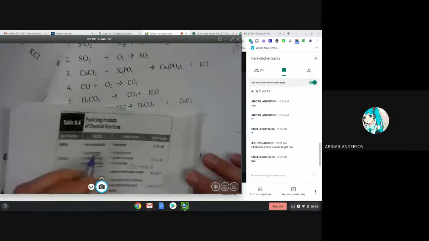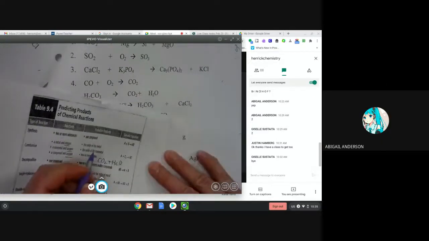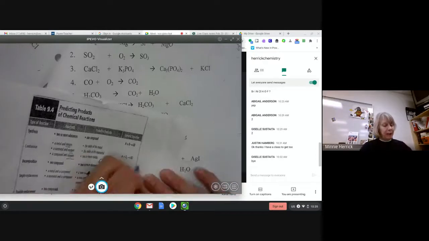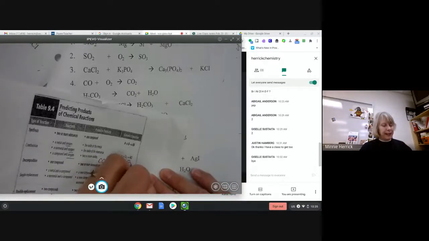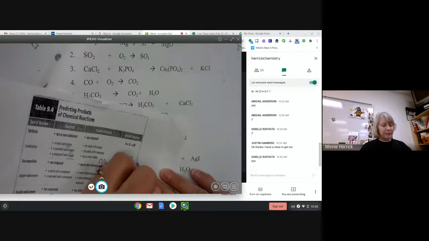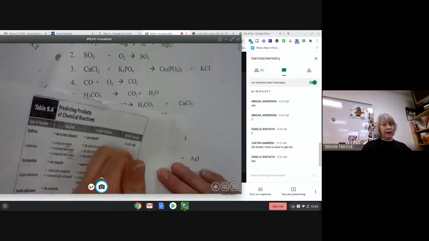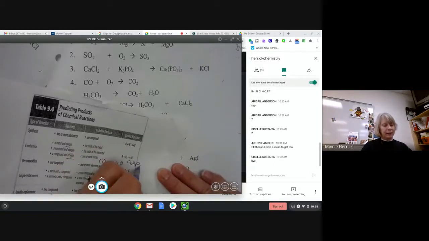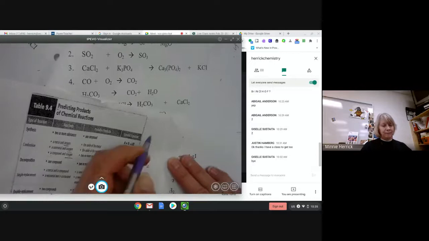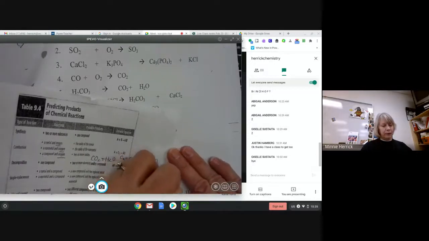Oh, so the extra effort one would be considered combustion? Right. And what I usually put is CxHy, and sometimes it even has O's in it, like that one did. You don't have to have the O's, but you can have them, though it's not always necessary. And then that reacts with oxygen, making CO2 and water.